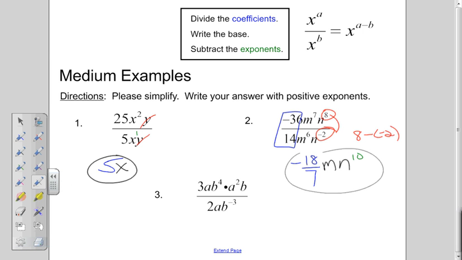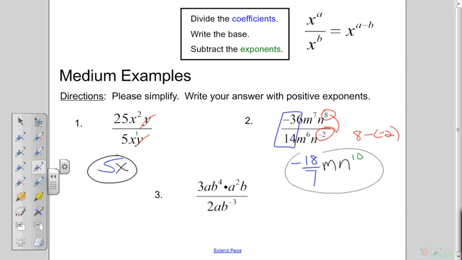And now in our third example, we have 3ab to the 4th times a squared b, all divided by 2ab to the negative 3rd. So if you notice here, the top actually has a multiplication in it, and I don't mind throwing that in on a medium problem. You should know how to handle that. So before I actually divide, I'm going to do the multiplication here, which you should remember is multiply the coefficients, write the base, add the exponents.